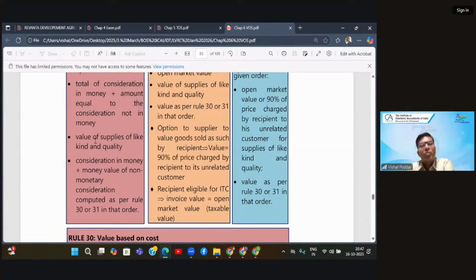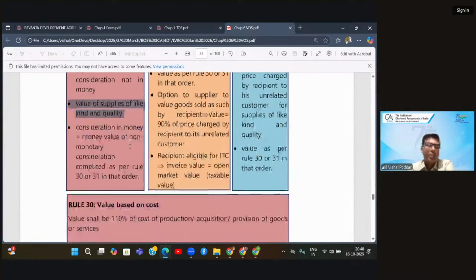If this also is not possible, the third valuation rule says, now go to the market and find out the fair market price of this goods or service. How do you find out the fair market price? My competitors who are dealing in the same goods or same service, what are they charging? So you have to find out those prices which my competitors are charging, which is called the value of supplies of like kind or quality.